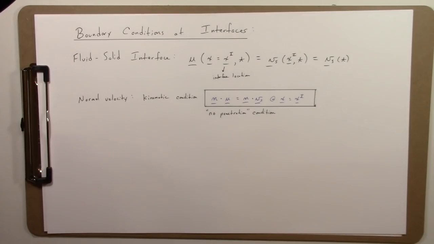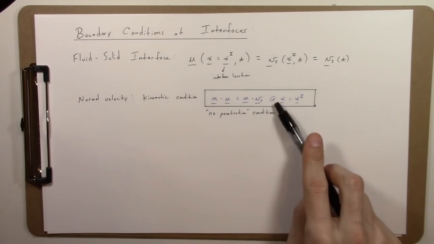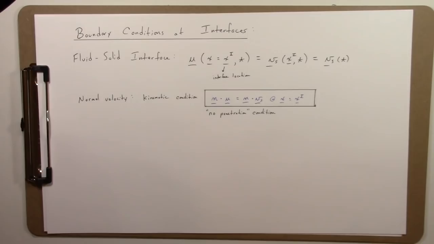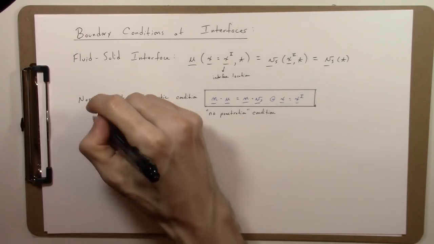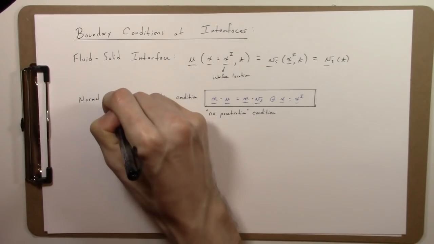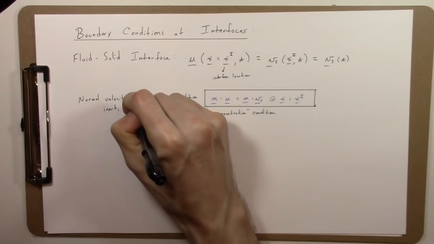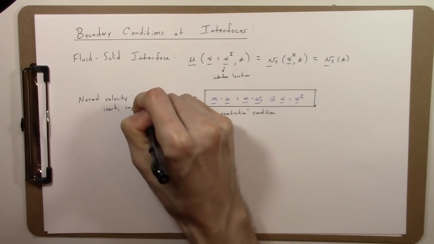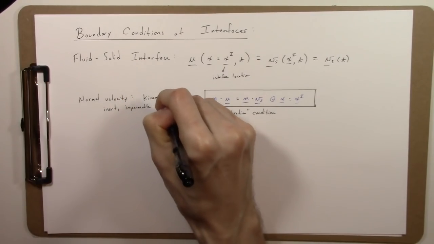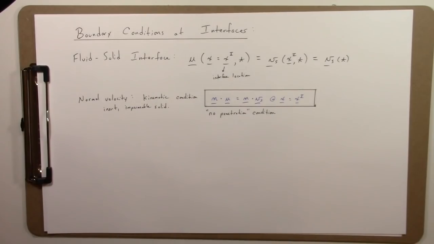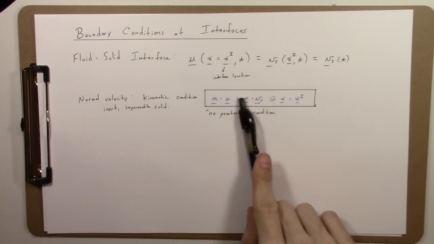And so at an inert impermeable solid, where there's no chemical reaction, the fluid velocity must be equal to the solid velocity in the normal direction. Now this will always hold at an inert impermeable solid. If the solid is porous, obviously fluid can flow through the pores, and so this will be different.